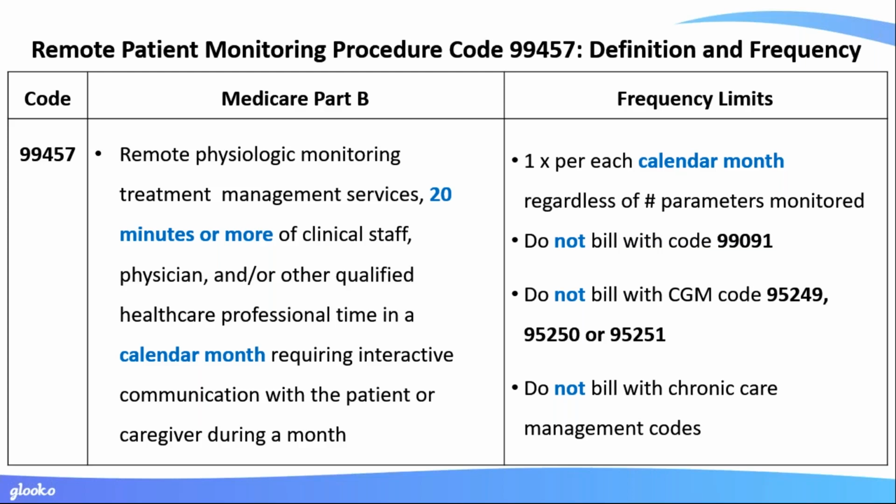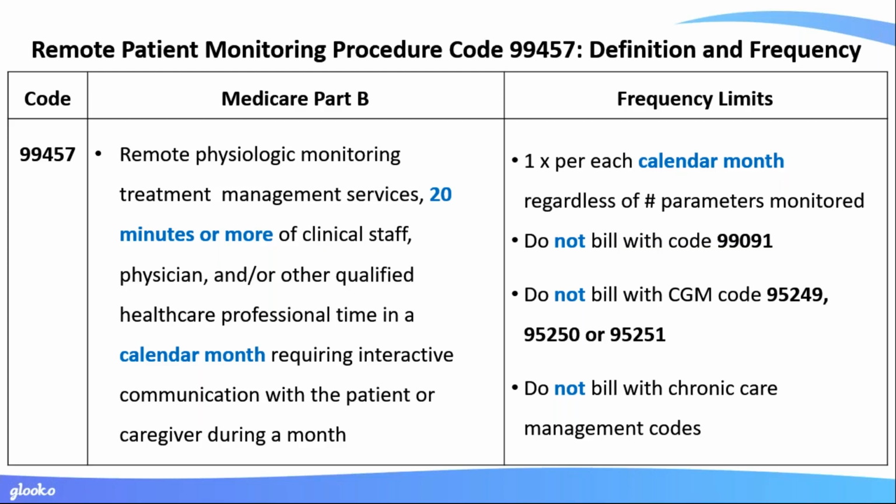So it is one time on frequency per each calendar month. So you had 20 minutes or more threshold in April. You still have her doing the monitoring in May, and you get another 20 minutes in May. So it's one time per each calendar month when you meet that 20-minute threshold.